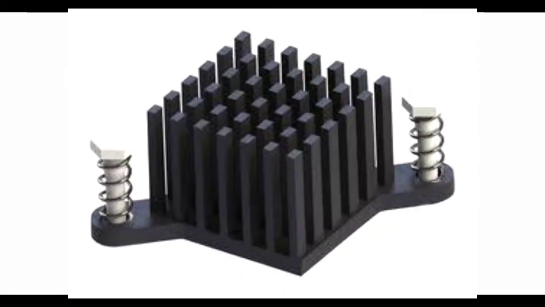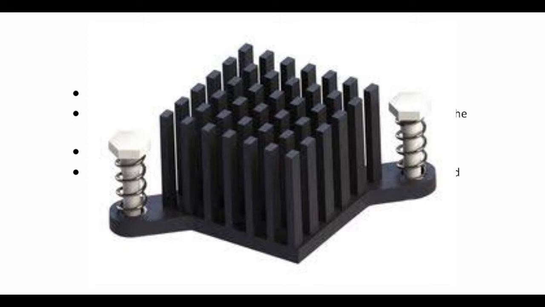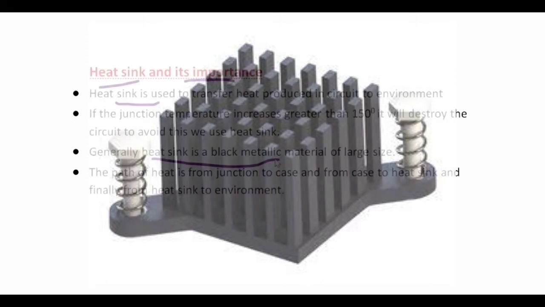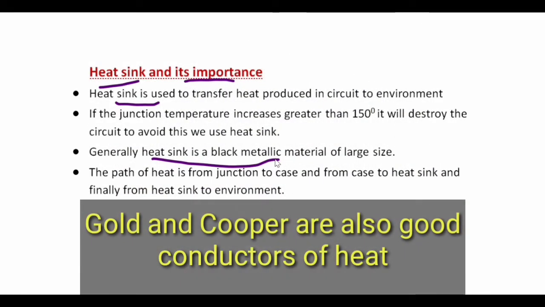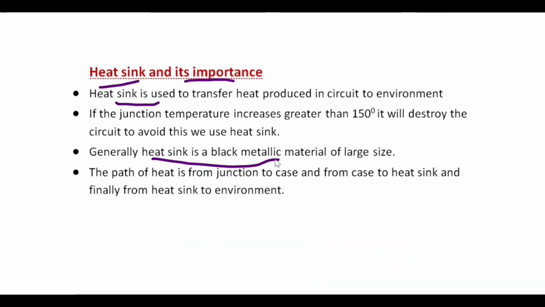Generally a heat sink is a black metallic material. It is somewhat large in size. We use black metallic material because metal has good conductivity and conducts heat faster. Heat sinks are black because black has more absorbing capacity; black color absorbs heat faster than any other color. Because of that, a metal piece coated in black color is taken as a heat sink.